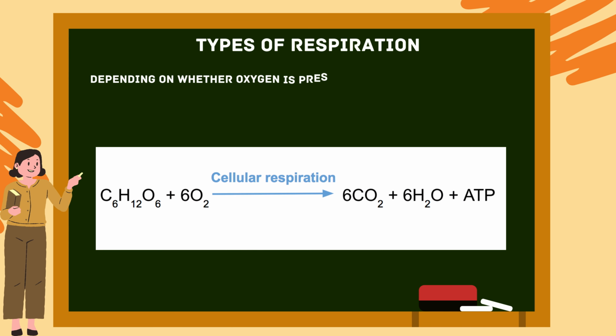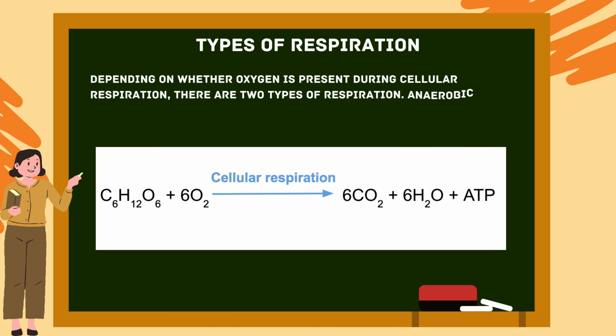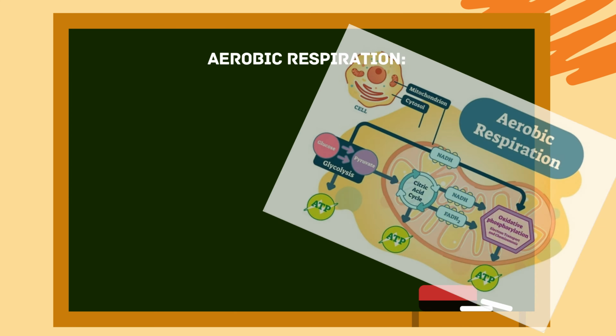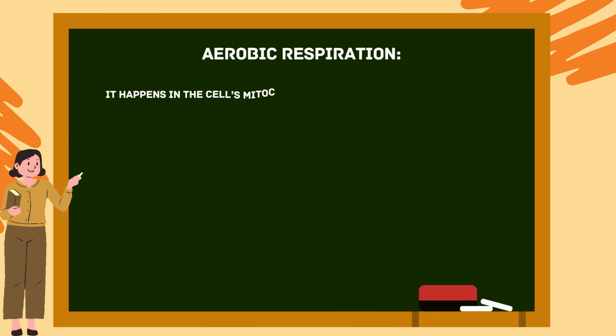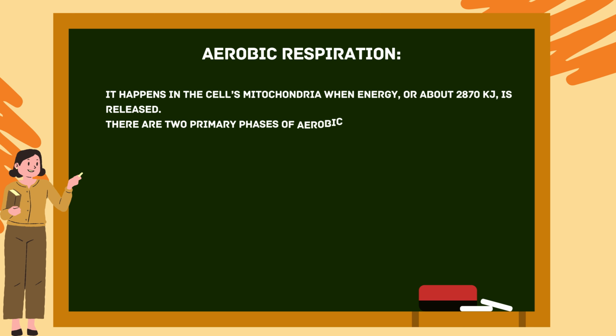Types of respiration. Depending on whether oxygen is present during cellular respiration, there are two types of respiration: anaerobic and aerobic respiration. Aerobic respiration happens in the cell's mitochondria, when energy of about 2870 kJ is released. There are two primary phases of aerobic respiration, glycolysis and the citric acid cycle.